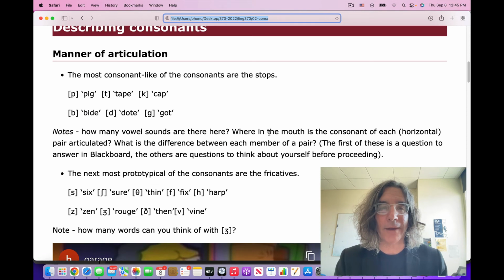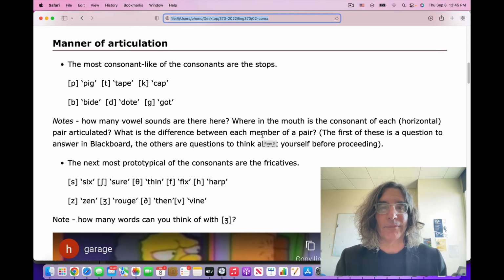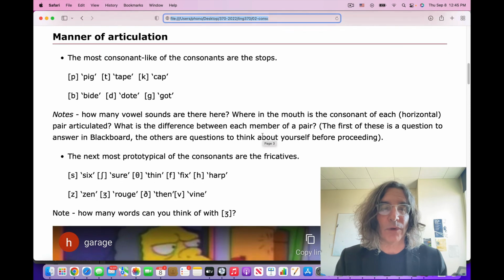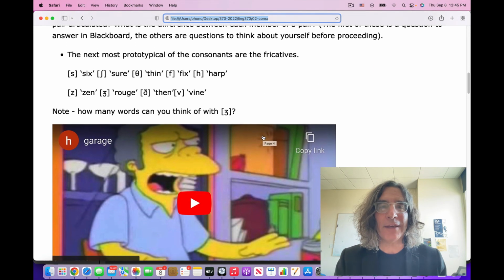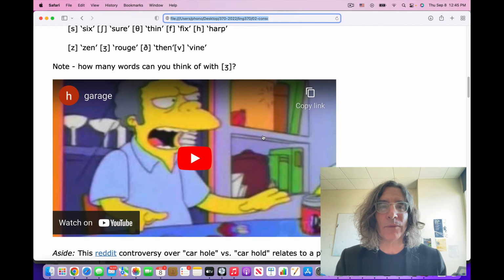Now, zha in English is not a very common sound. Try to think of how many words you can think of with zha. So you got rouge, and here's one, garage.